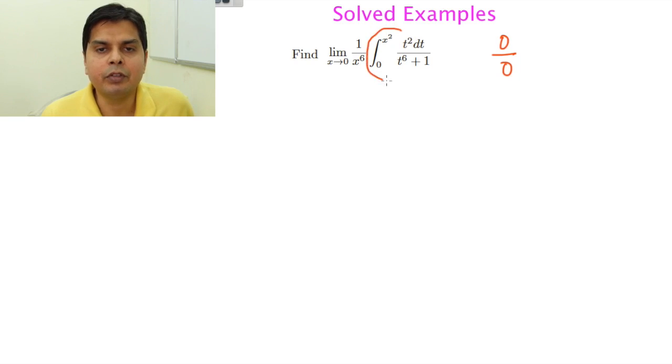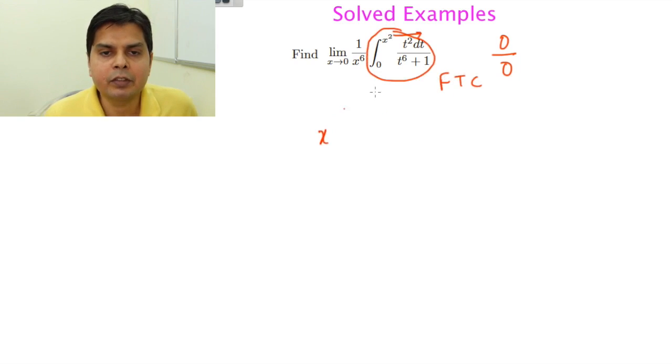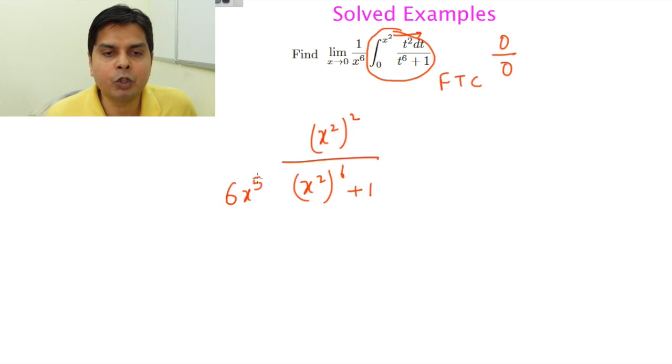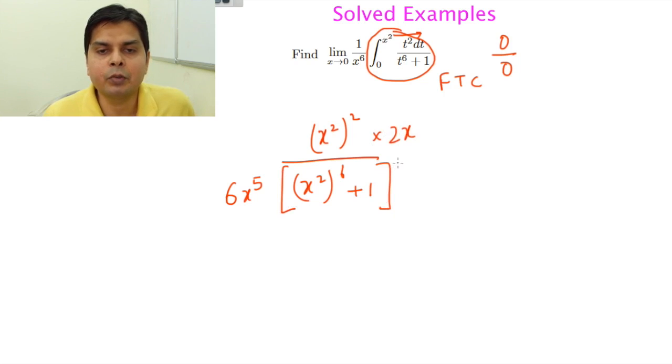In order to find the differential coefficient of this thing, I can find it using the fundamental theorem of calculus, and that will be x. Now this is t square, so wherever t is coming, I will have to put x square. So this will become x square whole square divided by x to the power 6 plus 1. And now this x to the power 6, when it is differentiated, I will get 6x to the power 5. So this will be there. Now since this is x square, I will have to put a 2x also.